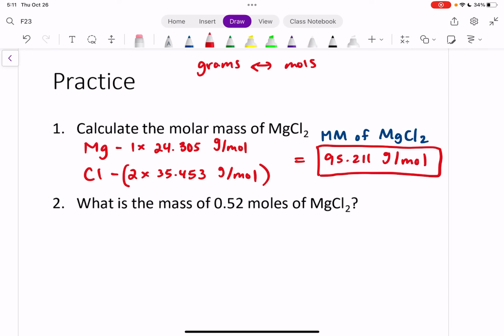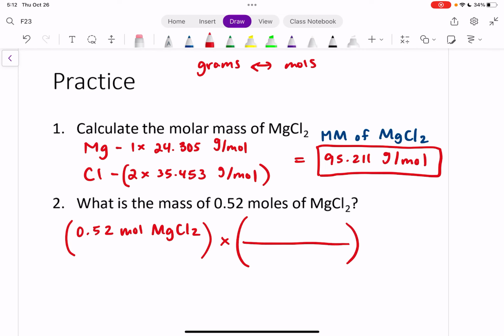So we want to know what's the mass of 0.52 moles of MgCl2. If I don't tell you what unit to report the mass in, you're just going to assume that it's grams. That's the most common one too, and the one we work with the most, and you guys are probably pretty familiar with it already. So again, we start with what we're given, which is 0.52 moles MgCl2, and we want to get to grams of MgCl2.